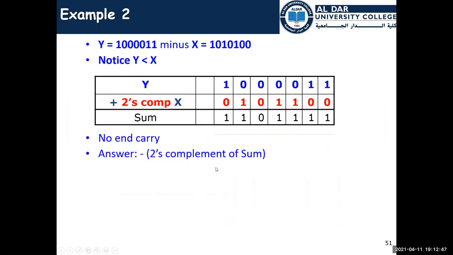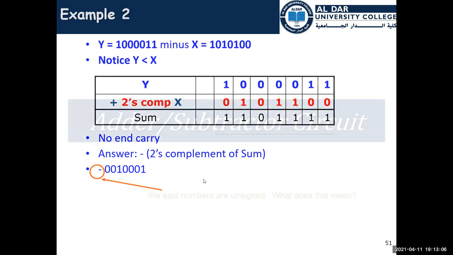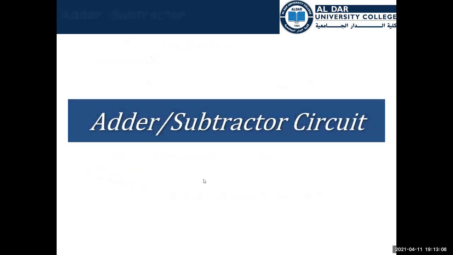The 2's complement of the sum: this number y is greater than x. This means y is less than x. This means that the result, which is the sum, should be complemented again, and there's the minus. The result is negative.